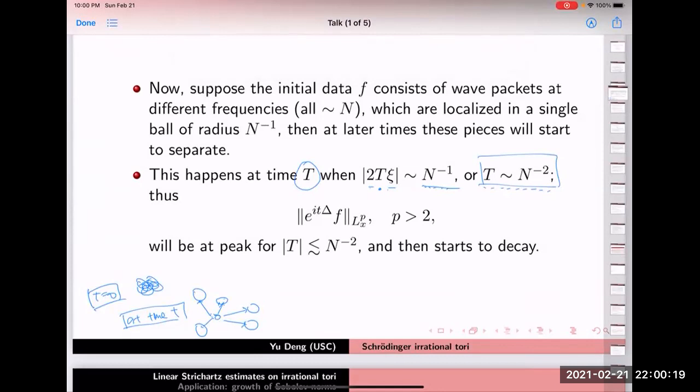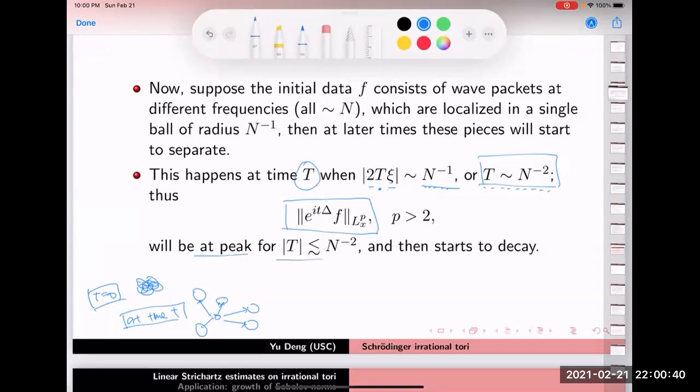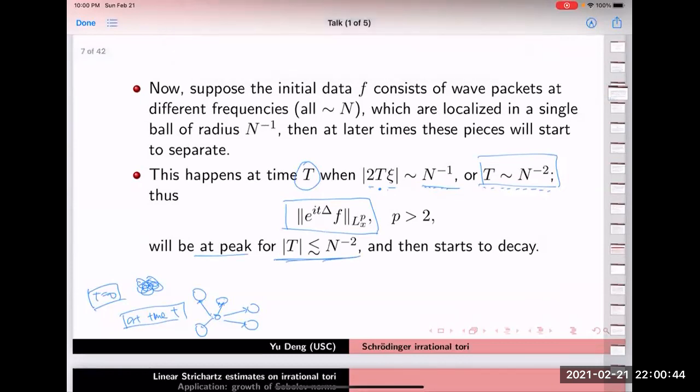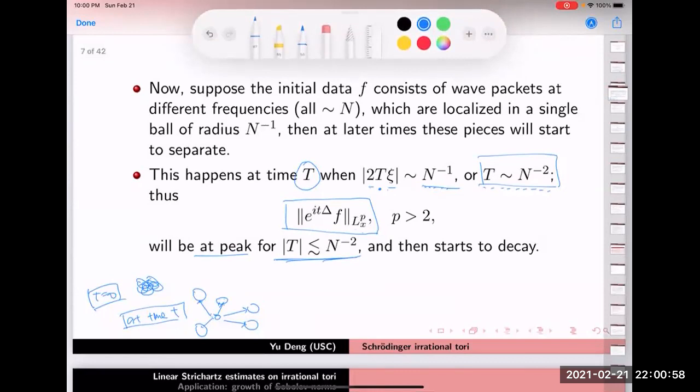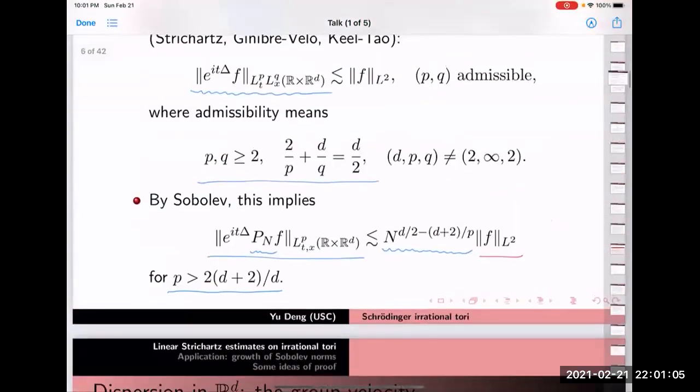Okay, in particular, if you look at this LP norm, if you think the L2 norm is constant, then the LP norm gets smaller if the different wave packet pieces begin to separate, and it's big if the wave packets are close to each other. So in this case, this LP norm will be at the peak for t less than n to the minus 2, and then will start to decay, and for a suitably nice function f, it will decay to 0 at t equals infinity. Of course, if you calculate the LP norm in space and time for t less than n to the minus 2, then by a simple scaling argument, you get exactly the power you expect for the Strichartz estimate.